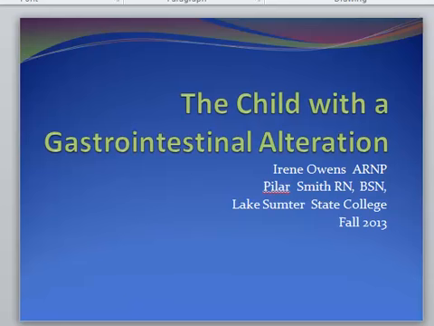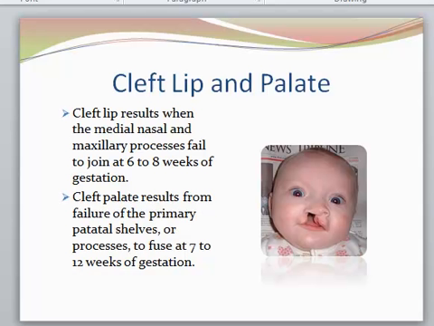Going to start talking about the child with the GI alteration. And the first one that we're going to be talking about is cleft lip and palate. Cleft lip, cleft palate, and cleft lip and palate together are separate anomalies that are closely related in the etiology, the pathophysiology, and the nursing care. And these distinct problems are all abnormal openings in the lip or in the palate.